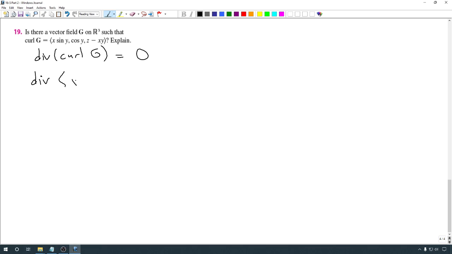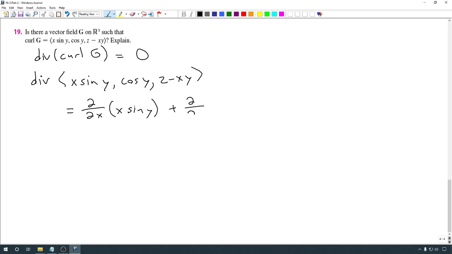So the divergence of ⟨x sin y, cos y, z − xy⟩. This is actually pretty simple to do. We're taking the derivative with respect to x of our first component, x sin y, plus the derivative with respect to y of our second component, cos y, plus the derivative with respect to z of our third component, z − xy. The derivative of x sin y with respect to x is just sin y. That's simple enough. The derivative with respect to y of cos y is actually a negative sine.